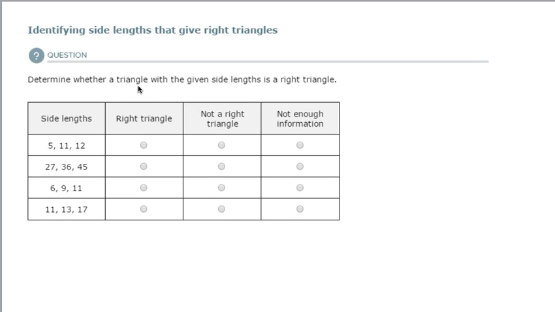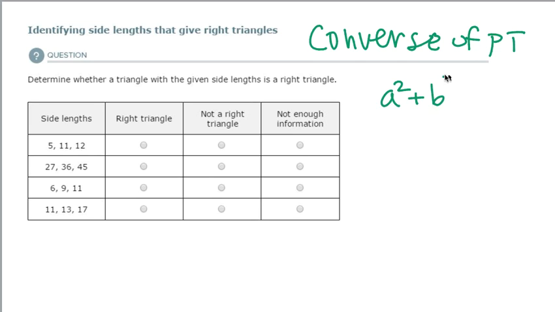Determine whether a triangle with the given side lengths is a right triangle. So this is the converse of the Pythagorean theorem. This is where we work backwards. The Pythagorean theorem says, if you have a right triangle, a squared plus b squared equals c squared. With the converse, what we say is, if you give me three sides and I can put them into the a squared plus b squared equals c squared formula, and the left side equals the right side, then that means it's a right triangle. Here's what I mean.